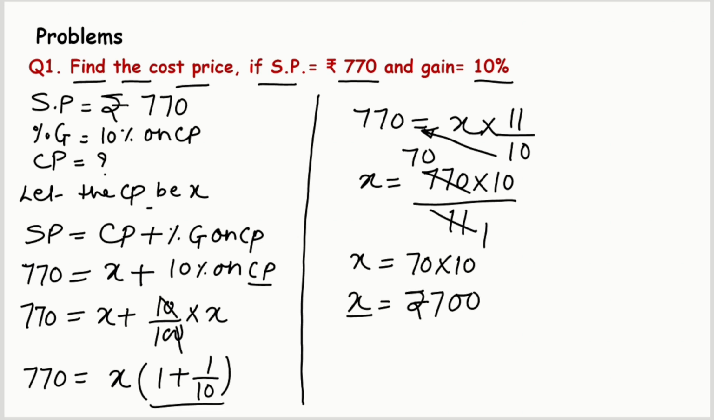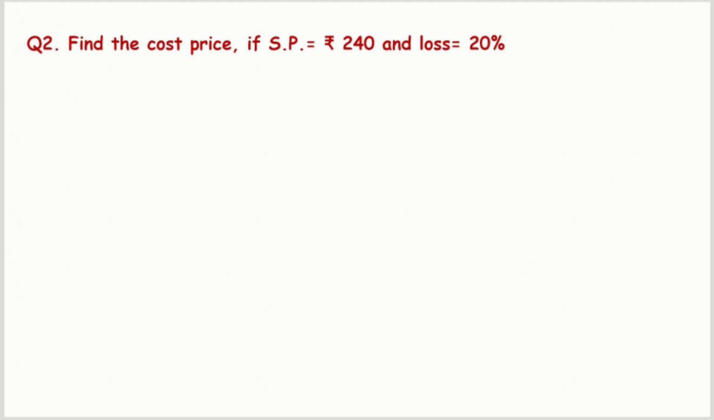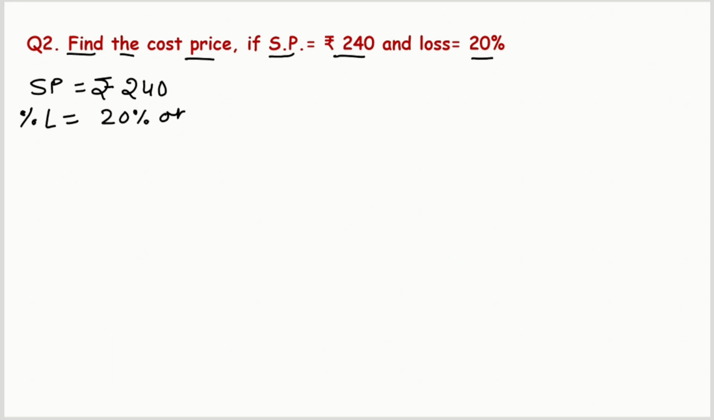Now X we assumed as CP. So the cost price is rupees 700, and this is our answer. Now next is find the cost price if SP is 240 and the loss is 20%. So here we are given SP, which is rupees 240 and percent loss, which is 20% on CP. We always calculate loss and gain on CP, and CP we need to find.